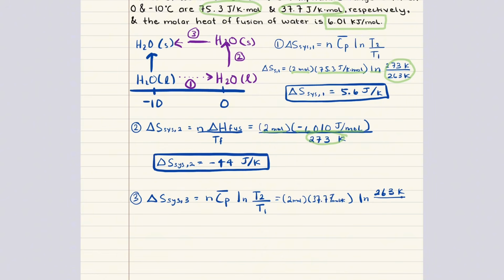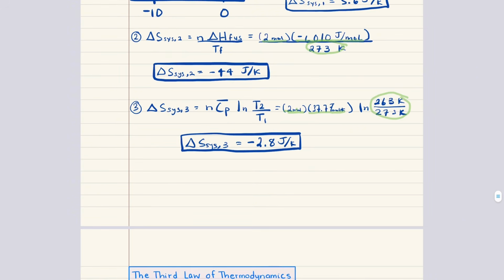So the result is that the delta S for path 3 for this system is equal to the number of moles, 2, multiplied by the heat capacity for ice, 37.7 joules per Kelvin per mole, times the natural log of T final divided by T initial. T final is 263 Kelvin, T initial is 273 Kelvin. And that's going to give us minus 2.8 joules per Kelvin.